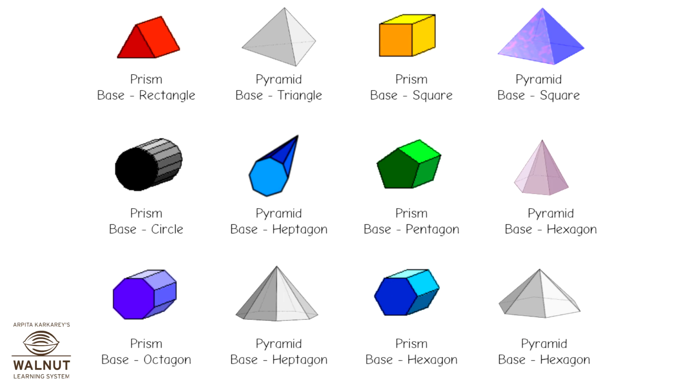The fifth one is a prism and the base is a circle. The sixth one is a pyramid and the base is a heptagon. The seventh one is a prism and the base is a pentagon. The eighth one is a pyramid and the base is a hexagon. The ninth one is a prism and the base is an octagon. The 10th one is a pyramid and the base is a heptagon. The 11th one is a prism and the base is a hexagon. The 12th one is a pyramid and the base is a hexagon.